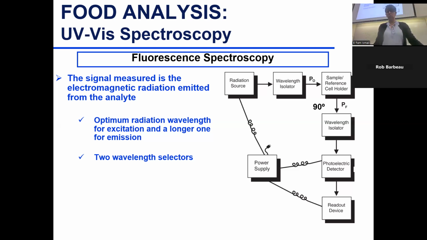Okay, we good? Do you have any questions? Yes. Compounds that have both absorbance and fluorescence.